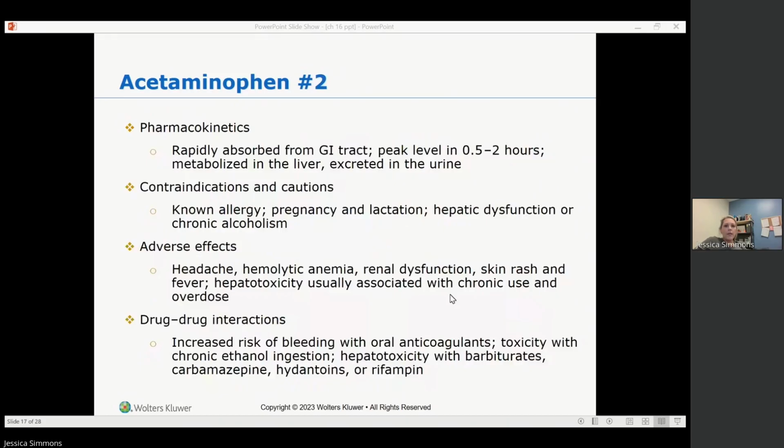So it is rapidly absorbed from the GI tract. It peaks in 0.5 to 2 hours, metabolized in the liver, excreted in the urine, which means it is hepatotoxic and nephrotoxic. You want to be very careful in hepatic dysfunction or chronic alcoholism because of the metabolization in the liver. We do know that Tylenol is basically the only thing you can take during pregnancy. So it is caution. It is not contraindicated in pregnancy.